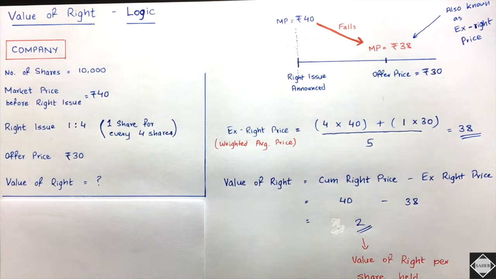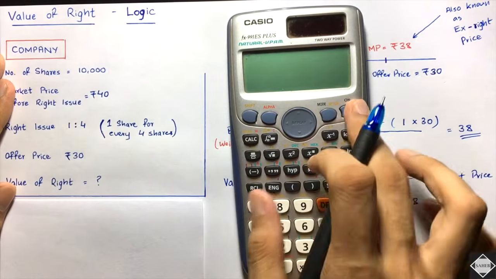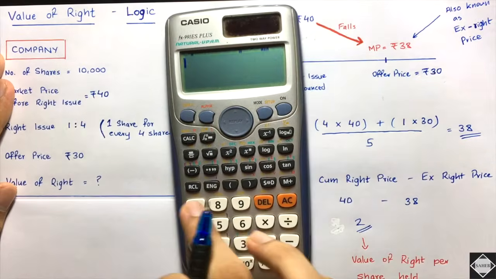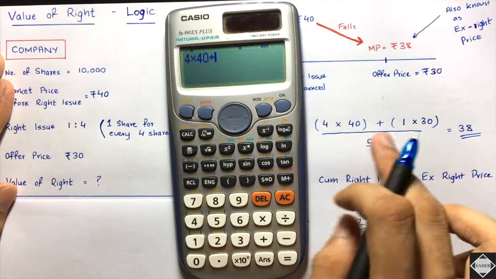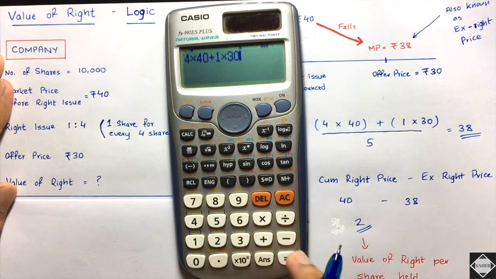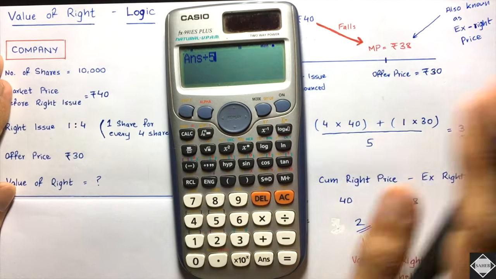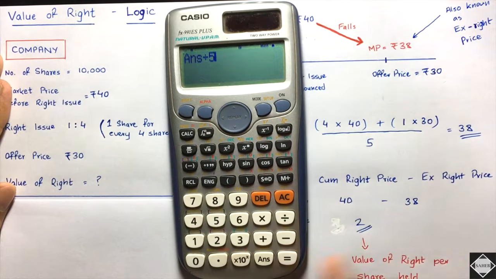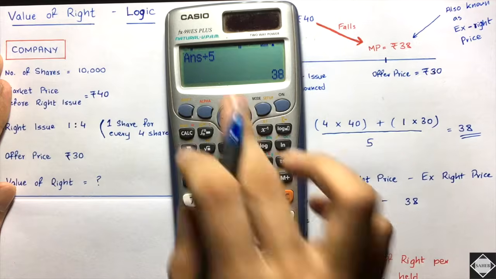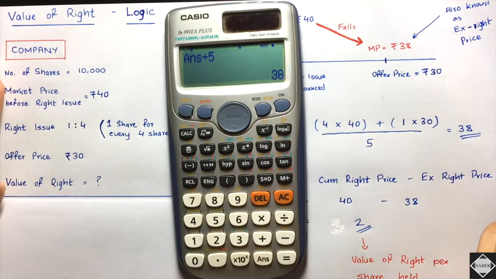So if you do this calculation, what do you get? Let's see this once again. 4 into 40 plus 1 into 30 equals 190. Divide by 5. How did we get 5? 4 plus 1, since 1:4 is the ratio. So 4 plus 1 equals 5. Divide by that, we get 38.